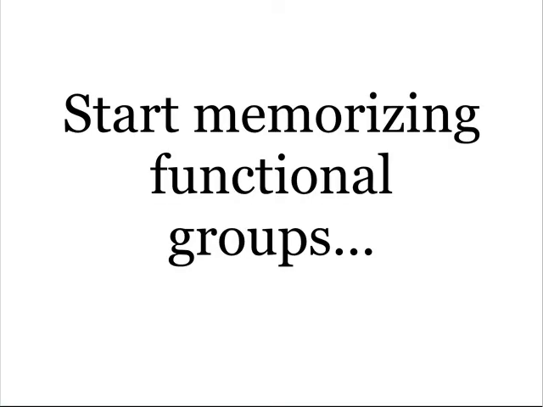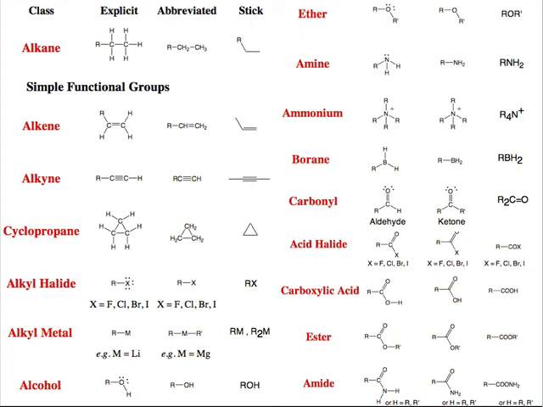For now, I want you to start memorizing something that are called functional groups. I have the slide that summarizes what are called functional groups. These are groupings of atoms that have some chemical function. They are reactive. So each of these has a class. So an alkane, an alkene, an alkyne, borane, a carbonyl, a carboxylic acid, an ester, an amide.